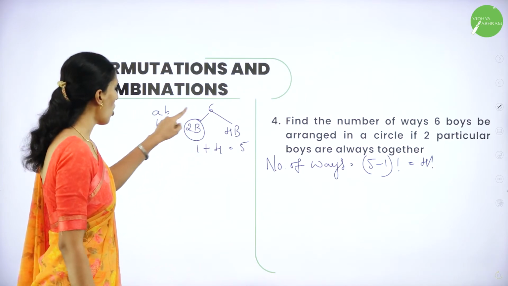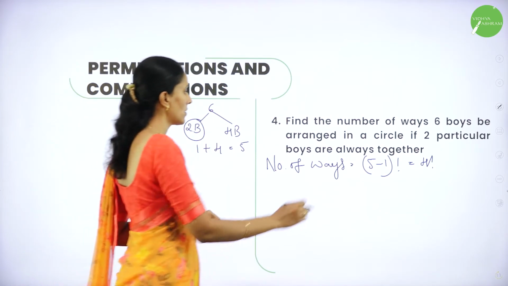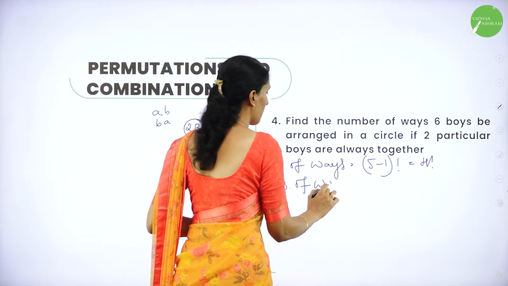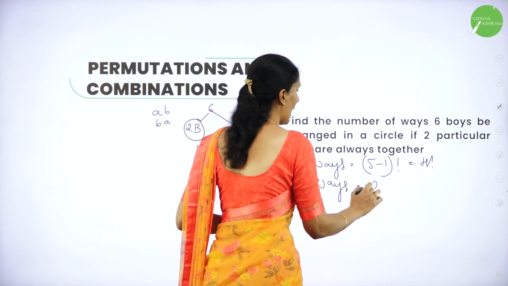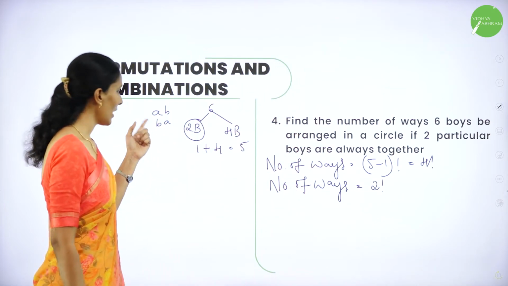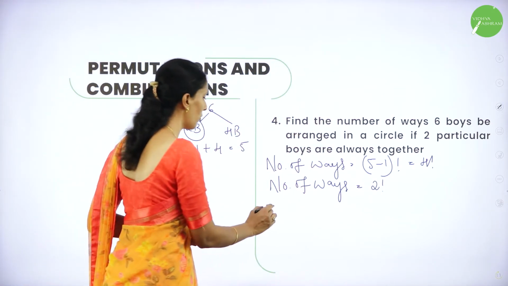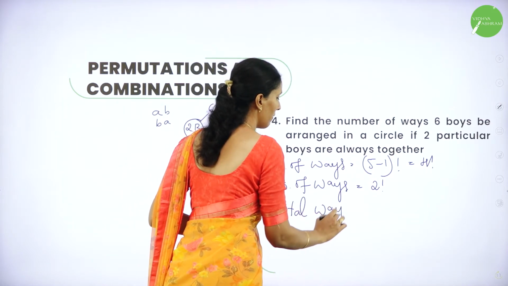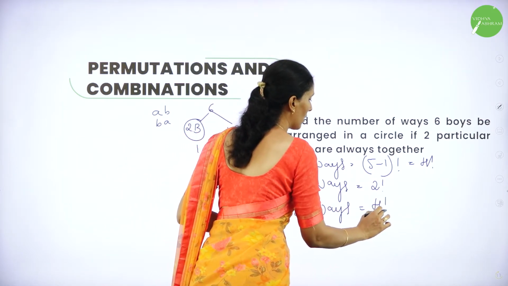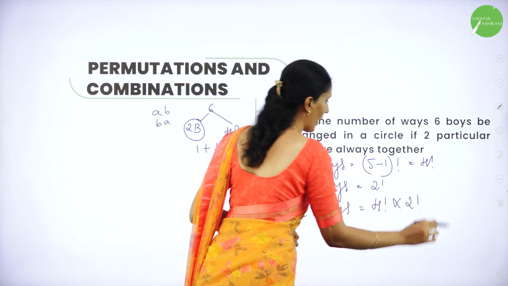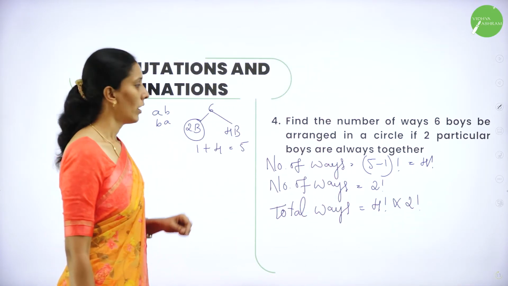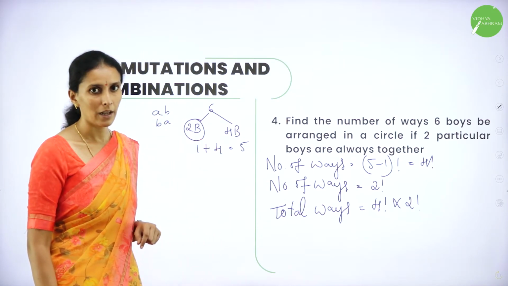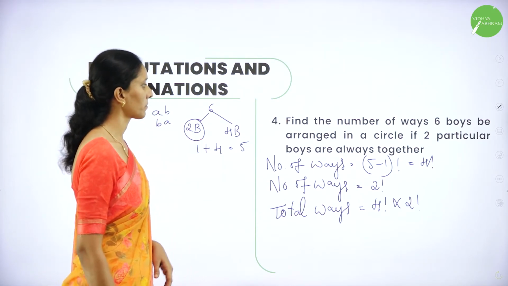What about the boys inside the unit? They will be considered separately as 2 factorial, like they can be seated in the form A B or B A. So therefore my total ways will be 4 factorial into 2 factorial. So this is how 6 boys can be arranged whenever 2 particular boys are always together.